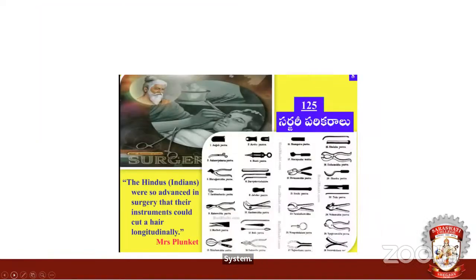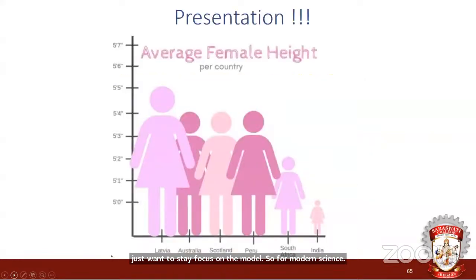So let us not get into ancient things. I just want to stay focused on the so-called modern science. So the presentation, how do we present this? Can somebody interpret this picture? So this is a Lavitan woman, Australian woman, Scotland, Peru, South Africa, India. What do you understand from this picture?